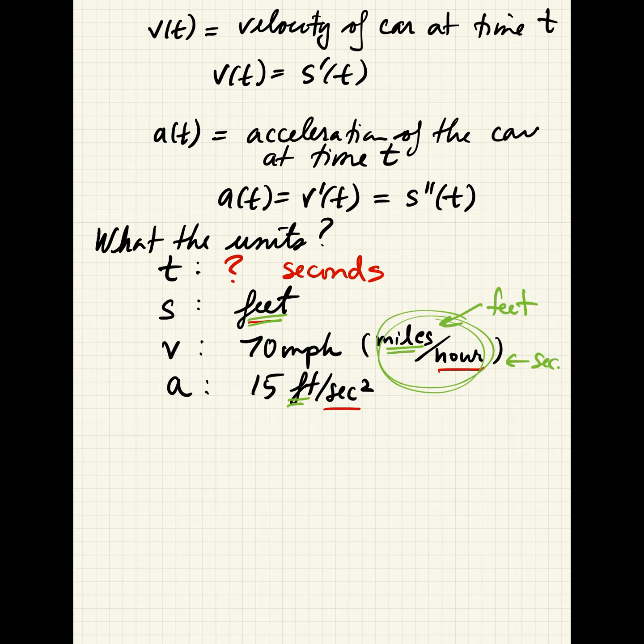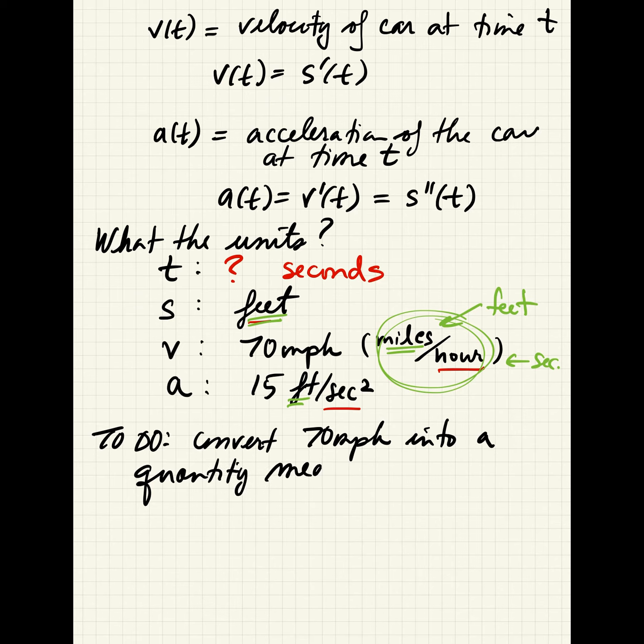So I guess that means we need to convert 70 miles per hour into a quantity measured in feet per second. Okay, so you could go online to Google and find a web page that'll do this conversion for you. But let me remind you how we do this by hand.